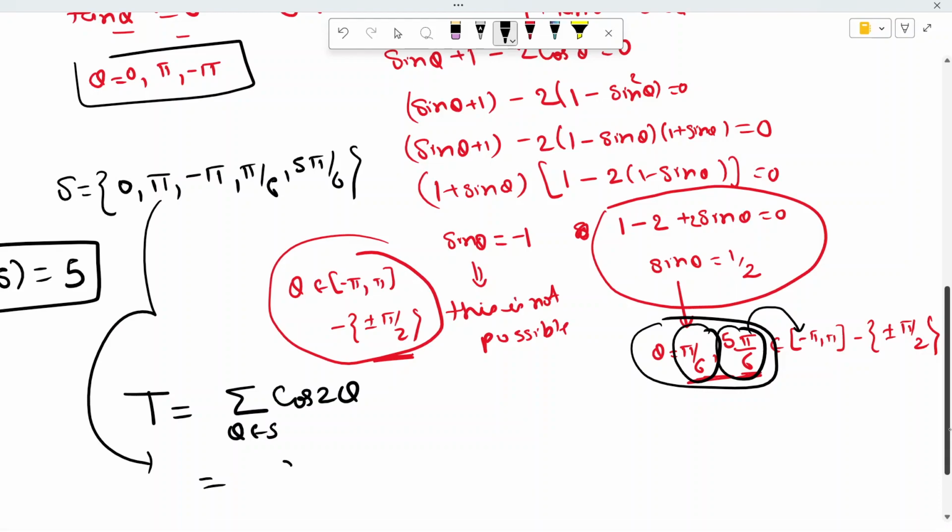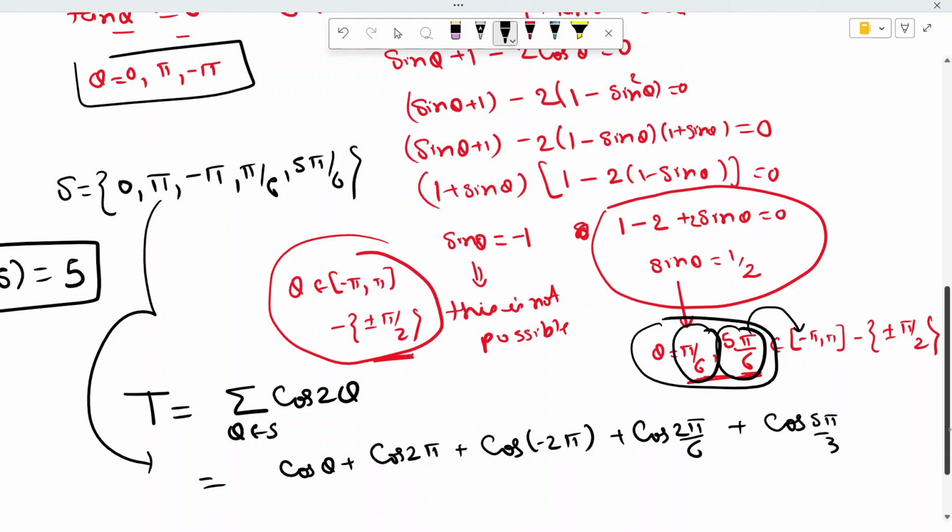When you substitute 0, it will be cos 0. When you substitute pi, it will be cos 2 pi. When you substitute minus pi, it will be cos of minus 2 pi. When you substitute pi by 6, this will become cos 2 pi by 6. When you substitute 5 pi by 6, that will equal cos 5 pi by 3.